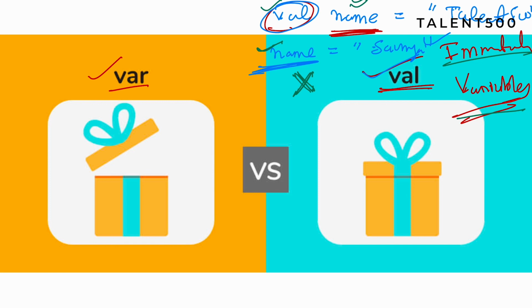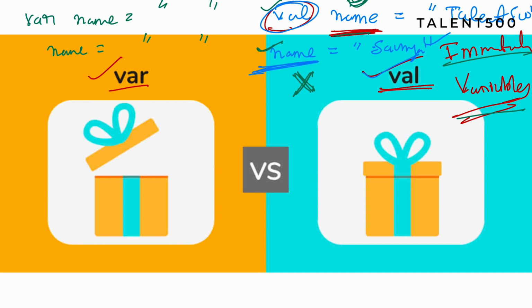Now in case you want to make variables whose value can be changed, for example, if you want to create a name variable and later in the program you want to change its value, for that you will use the keyword var. Var name is equal to this, and later you can change it. So in a mutable variable, the value can be changed, and we use the keyword var to declare such variables. Perfect. Awesome.